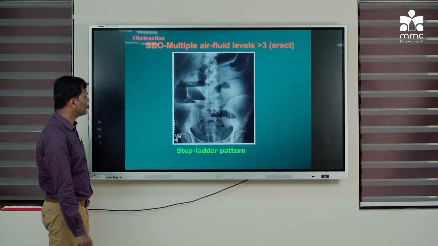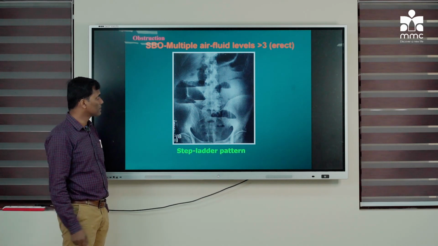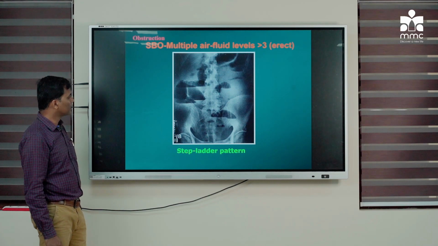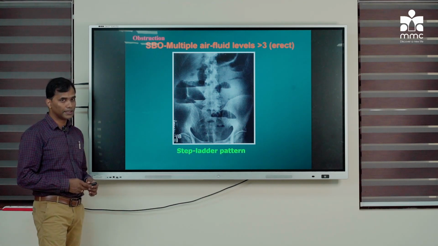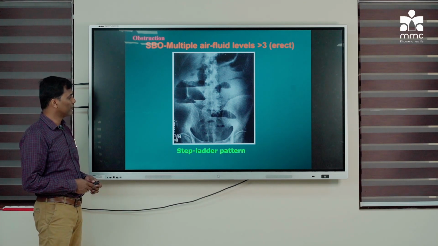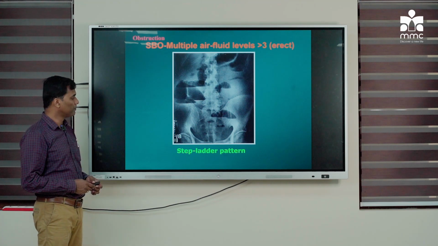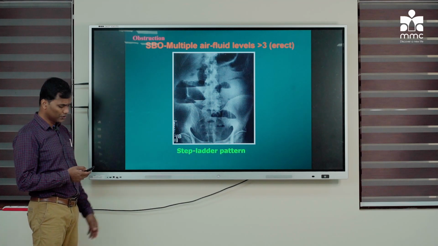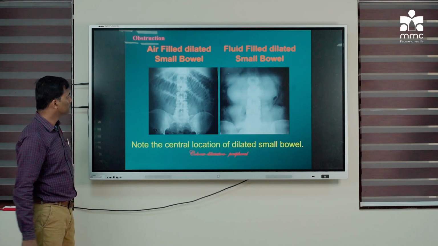So this is a classical finding in intestinal obstruction, an erect abdominal X-ray showing multiple air fluid levels. This is called the step ladder pattern. Multiple means more than 3, and dilatation of more than 2.5 centimeters.